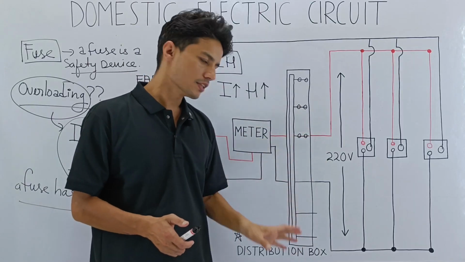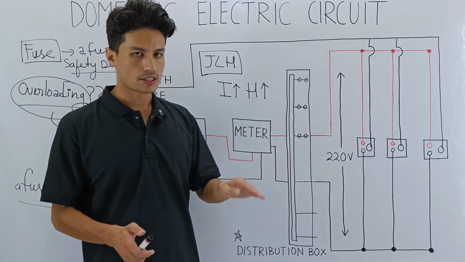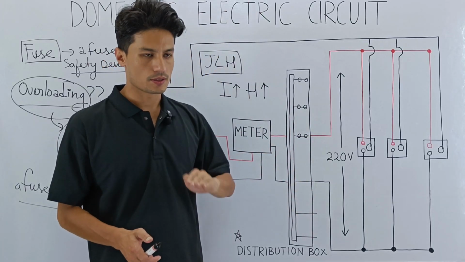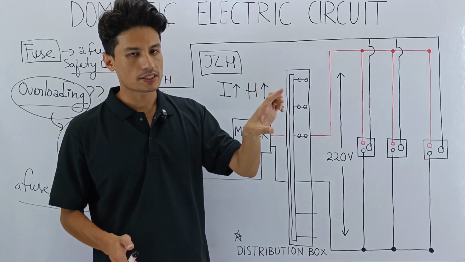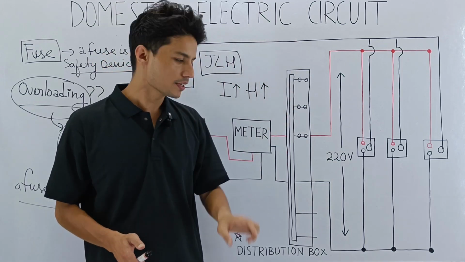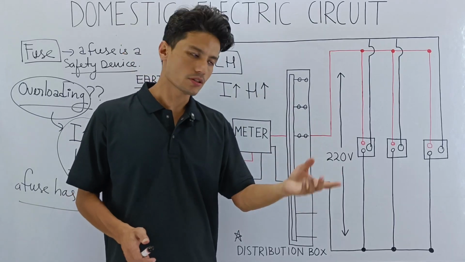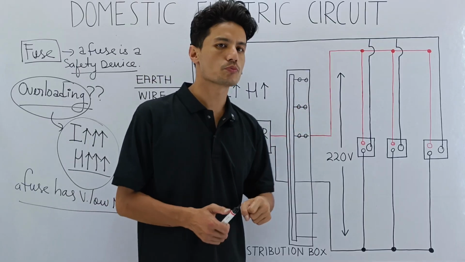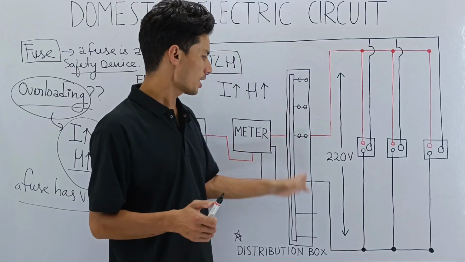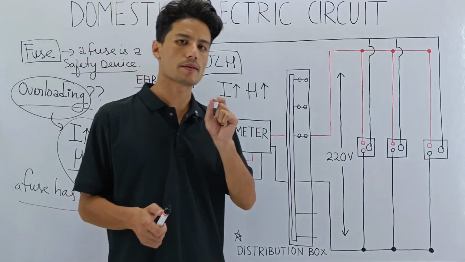In the distribution box, the distribution of the live wire and the neutral wire takes place, so that each floor, the basement, the first floor, the second floor, the third floor, will get its own separate connection of the live wire and the neutral wire, and likewise each room can also get its own connection if needed, with the help of the distribution box. So that is the function of the distribution box, which is actually very important.